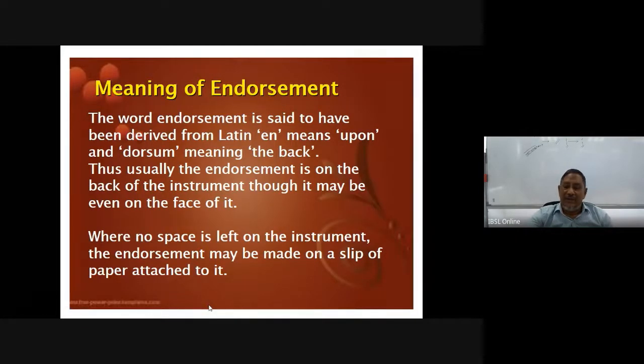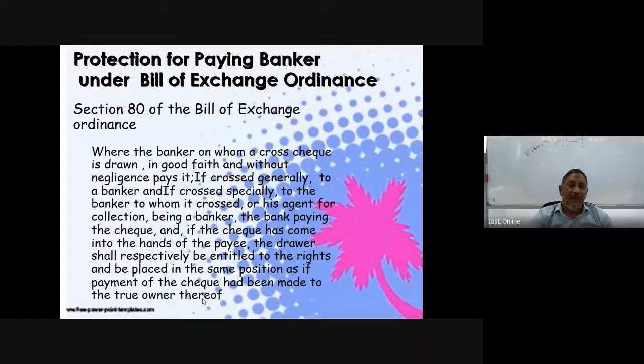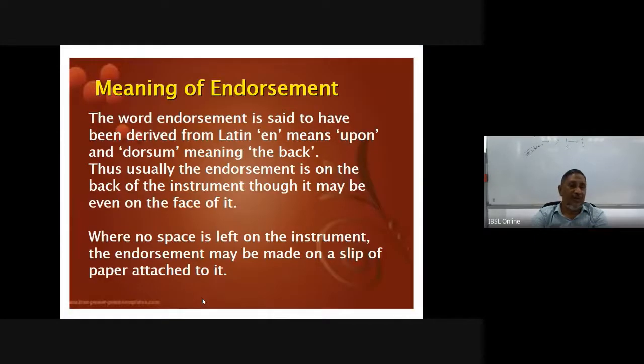Right. So that's all about the protection for the collecting banker. Now, one of the important things the paying banker is looking for is the endorsement. What is this endorsement? The word endorsement is said to have been derived from the Latin "en", meaning upon, and "dorsum", meaning the back. Thus, usually the endorsement is on the back of the instrument, though it may be even on the face of it.